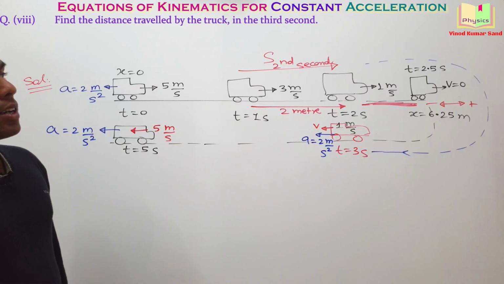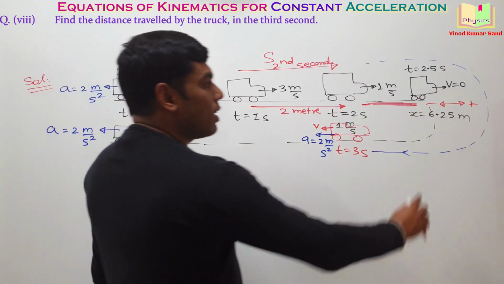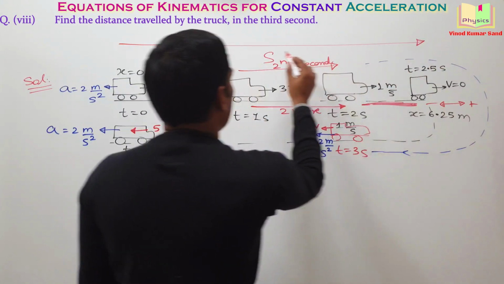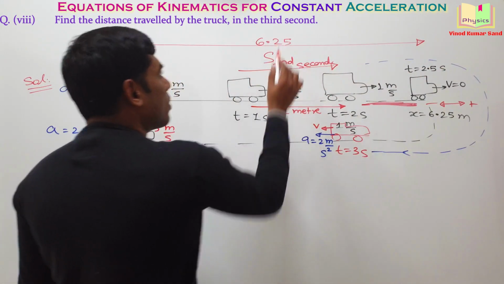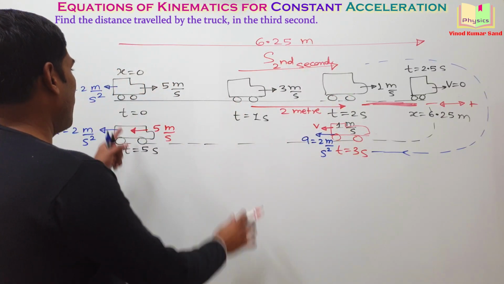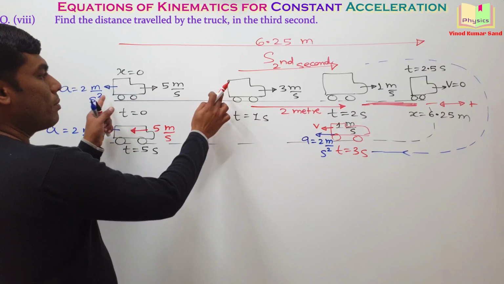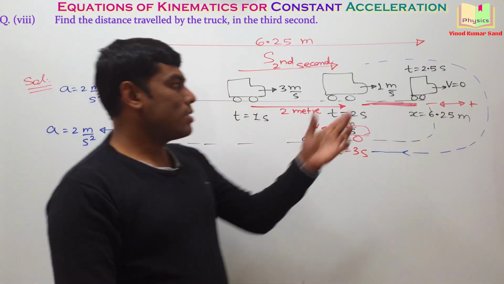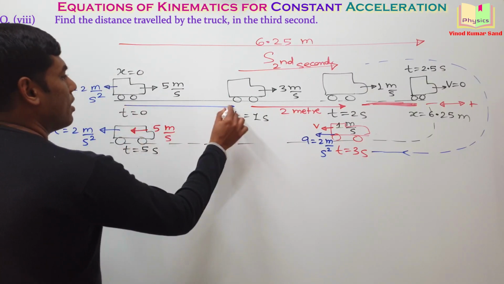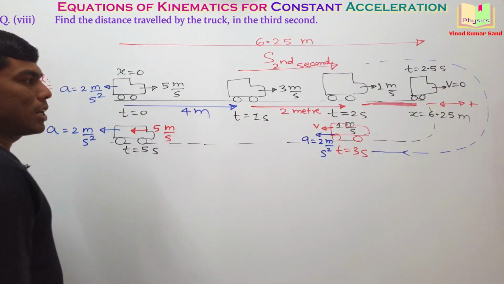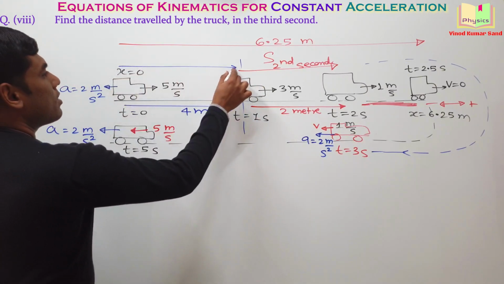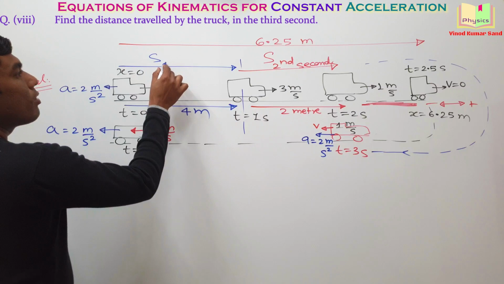And now it is pretty simple. We already know that this total distance is 6.25 meter. Do you agree? We know that this distance is 2 meter. If anyhow we can determine this distance, then we can easily obtain this remaining distance, that I can tell you is equal to 4 meter. How can we find that? Suppose this is the distance traveled in the first second.